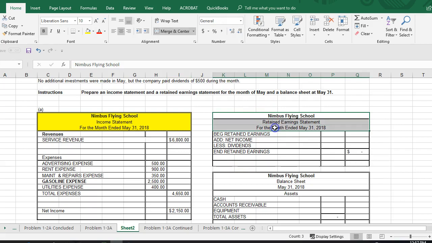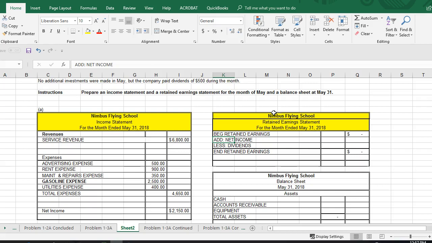So again, you have your heading first. That's your who, what, and when, the name of the company, the type of statement, and the time period being covered by the statement. Your first line item is called beginning retained earnings. This shows the amount of earnings that have been retained by the company at the beginning of the accounting period. Now remember that this company just started in the month of May. So we're a brand new company. So our beginning retained earnings is going to be 0 because this is our first month of operations.